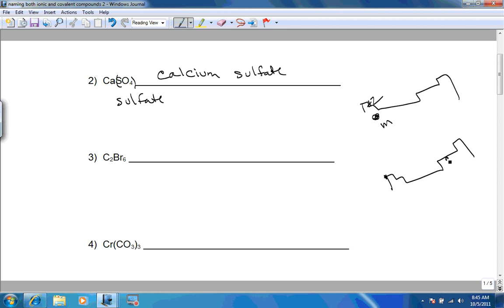C2Br6. C is there, Br is there. You'll notice that those are both nonmetals, which means that we are going to use prefixes because it's going to form a molecular bond. It's going to form a covalent bond. 2 means di. C is carbon. 6 is hexa. And then Br is bromine, but that becomes bromide.